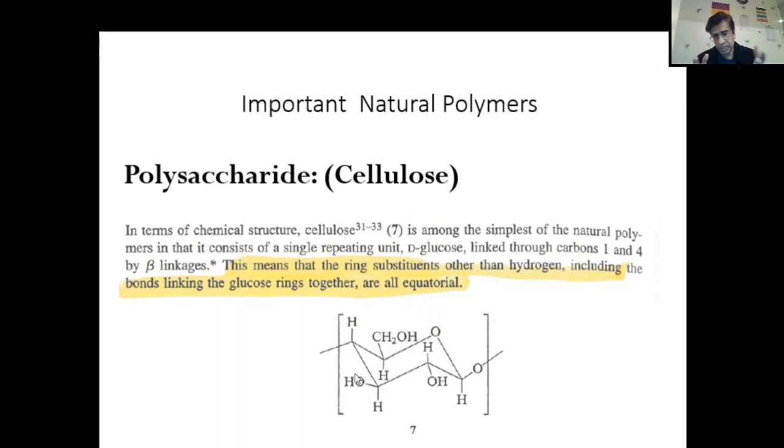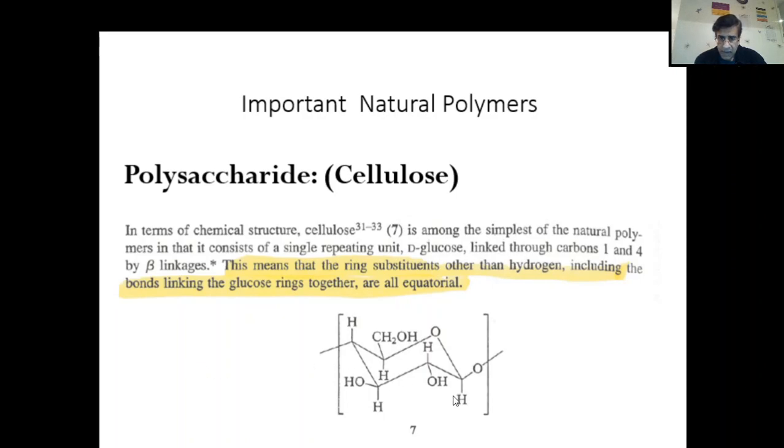But your job is just to remember the structure, how the cellulose looks and how it is connected, one monomer unit connected to the other monomer unit. That is really important for you. What is this linkage called? Beta 1,4. That's an important thing to remember here.